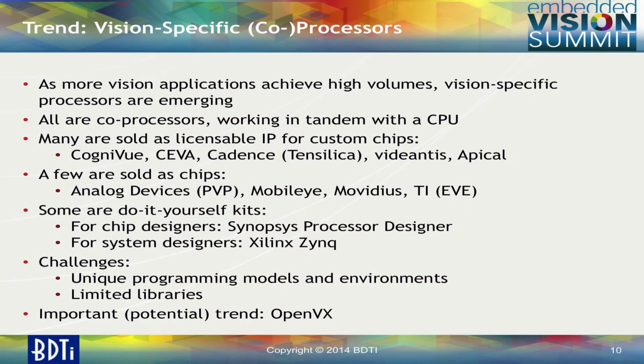So most of the vision-specific processors that we see being offered by companies like CogniView, Siva, Cadence, Vidiantis, and Apical, these are licensable silicon IP intended to be integrated into a chip. But there are a few that are sold as chips. We heard in the other session earlier this afternoon from Analog Devices. They have their own PVP, pipeline vision processor, their vision coprocessor they've integrated into their own Blackfin chips. Mobileye is a dominant company in the automotive safety space. They make chips with their own proprietary vision coprocessor. Movidius, likewise. Texas Instruments, likewise, with their EVE vision coprocessor.